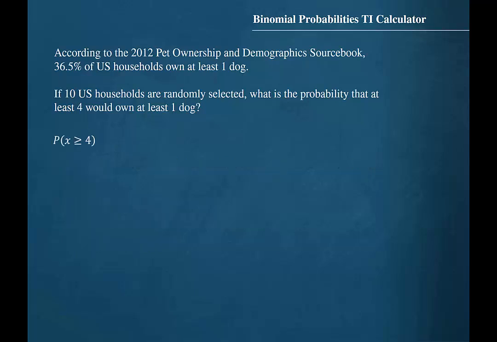The probability that at least 4 would own at least one dog can be written in probability notation as the probability that x is greater than or equal to 4. Since this is a discrete random variable, we can find this probability by subtracting the probability that x is less than or equal to 3 from 1. We can do this using the binomCDF function on the TI graphing calculator.